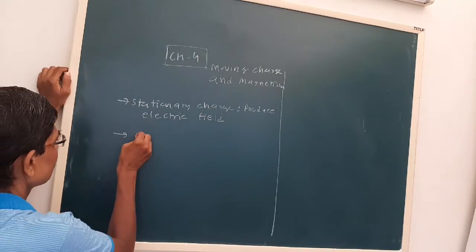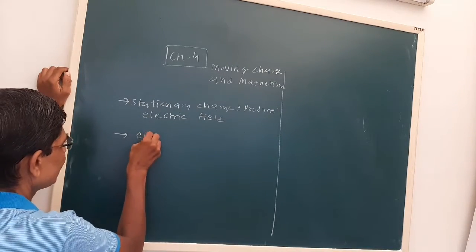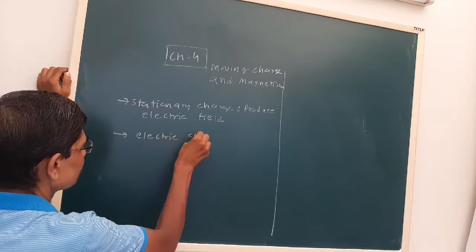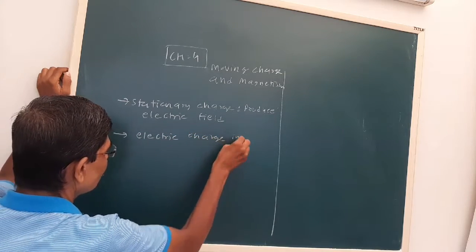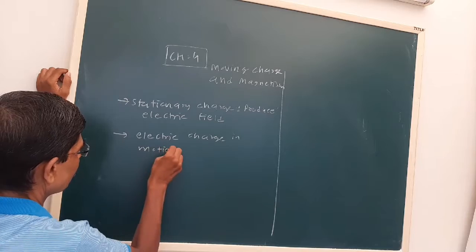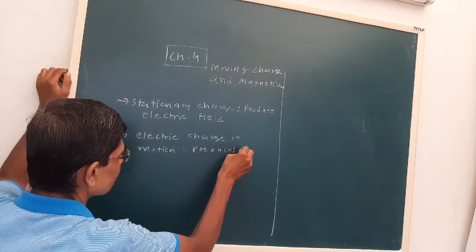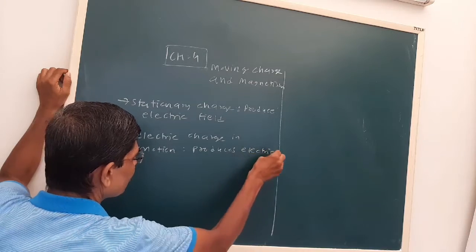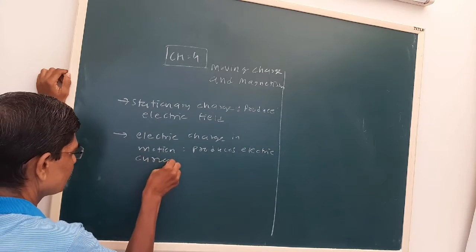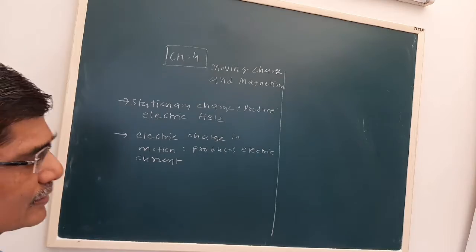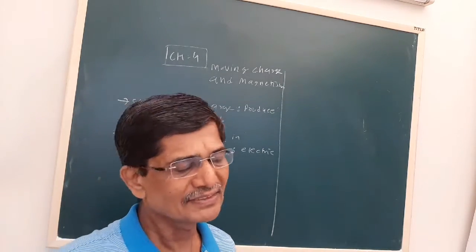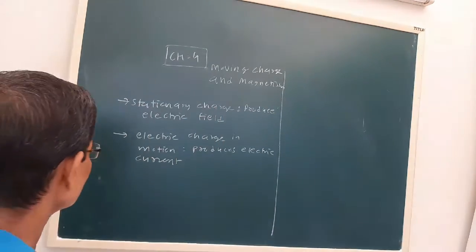Now, electric charge in motion produces electric current. Okay, electric charge in motion produces electric current. We have seen that in lesson number 3.